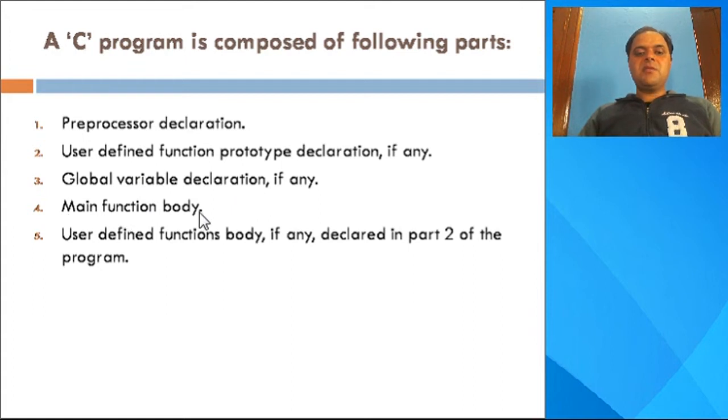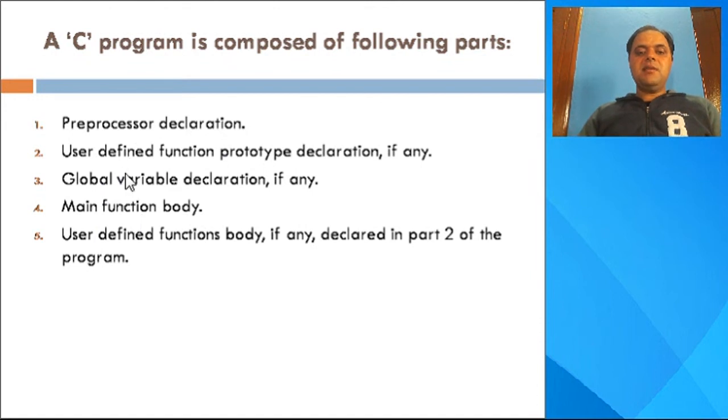Next is the main function body, which is compulsory for every C program. So this is required. And next is the user defined function body, if any, declared in part 2 of the program. If we have declared a function in step 2, then we have to write the body of that function, the definition of that function. So step number 1 and step number 4 are compulsory. These two steps are required in every C program.